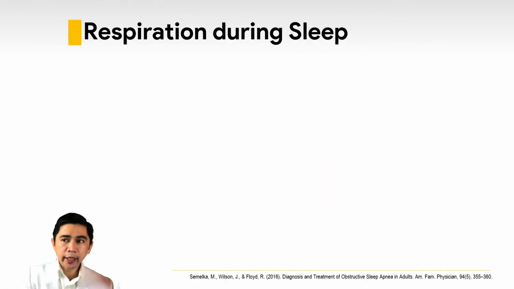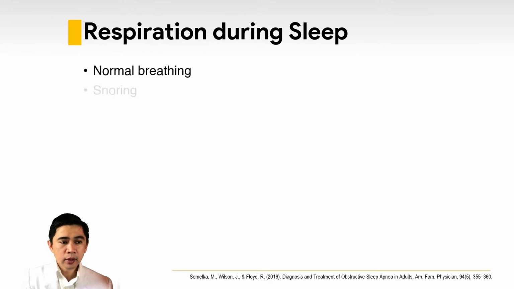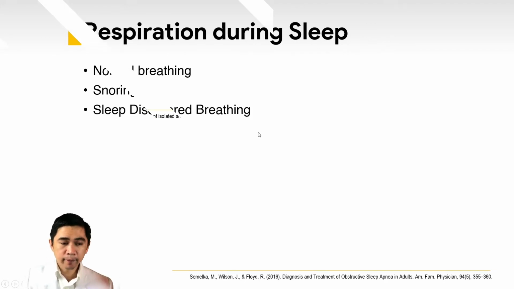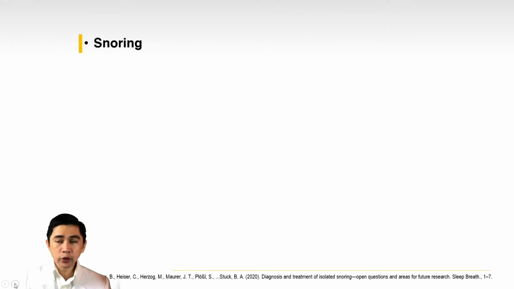So what are the types of respiration during sleep? We have normal breathing, we have snoring, and we have sleep disordered breathing. Of course, we want to be in the normal breathing. Some may have snoring, but they're okay, it's just sound. But some people have a disorder of breathing during sleep, plus the fact that they can be snoring. So let's talk about snoring first.